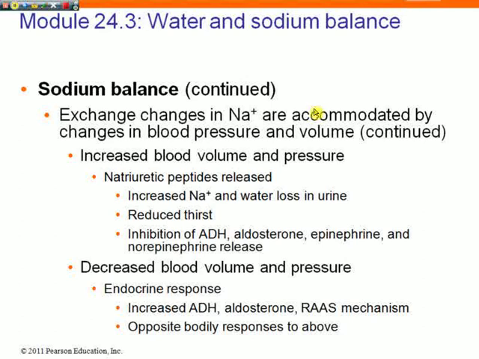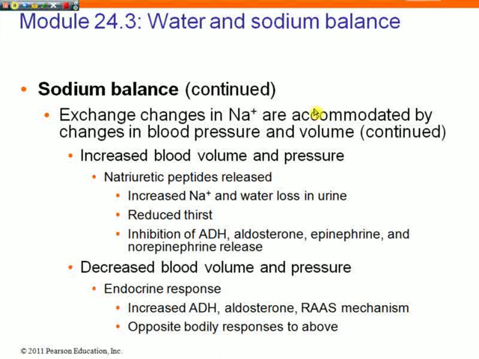So increased blood volume and pressure results in natriuretic peptides being released. Natriuretic, meaning to urinate sodium, is what that means. You get an increased sodium and water loss in the urine. You get reduced thirst. You get inhibition of ADH, or less ADH being released.